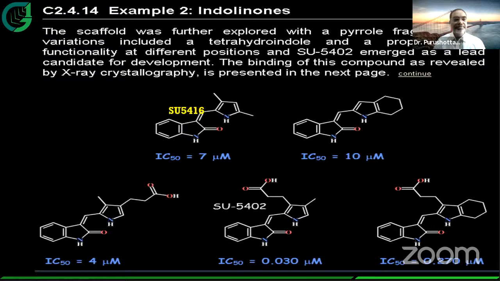Okay, so I mentioned to you in our earlier first slide that the lead candidate needs to be very potent, for one thing, and you could see that here it is a 0.030 micromolar activity, having the highest activity among all the derivatives, and probably the compound was also analyzed or studied for other activities. The binding of this compound has revealed a crystal structure that is presented on the next page. You could see that.